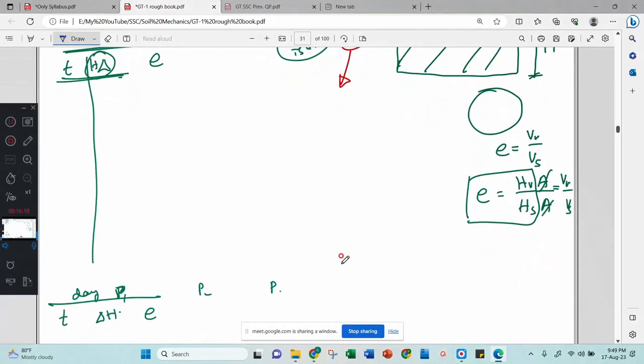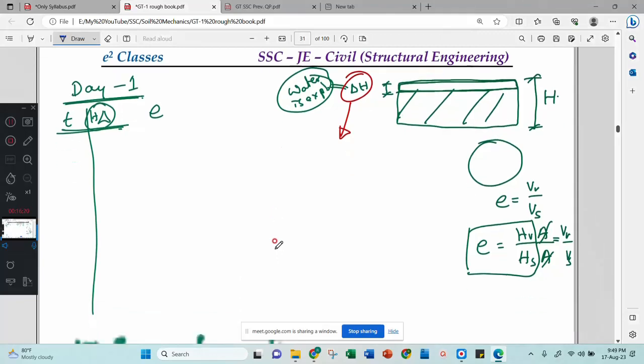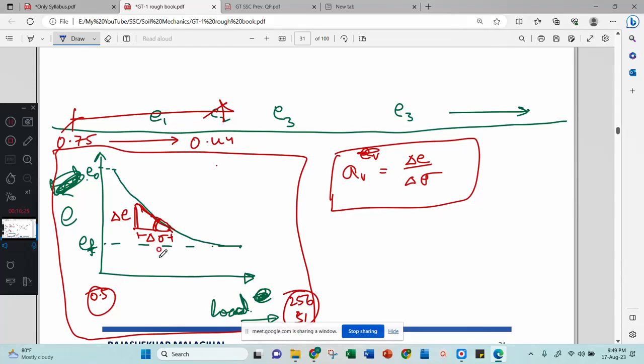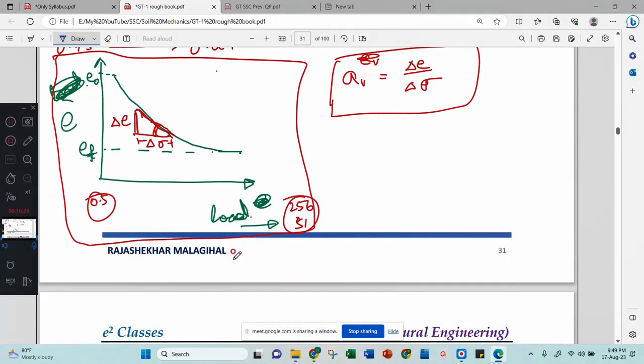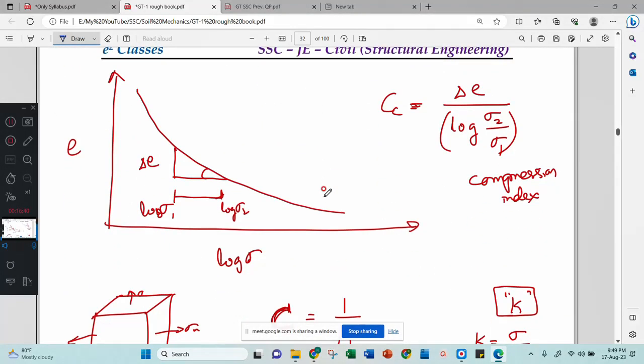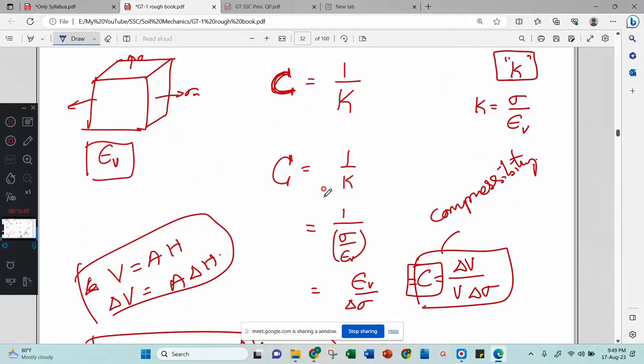Then we started studying settlement. Settlement means delta H. We drew a graph of e and load, where we introduced one term called the coefficient of compressibility. Then, since this is not possible to fit in the normal graph, we introduced the semi-log graph. In the semi-log graph, the slope is considered the compression index. Then we went to strength of materials, and from there we borrowed one concept called compressibility.